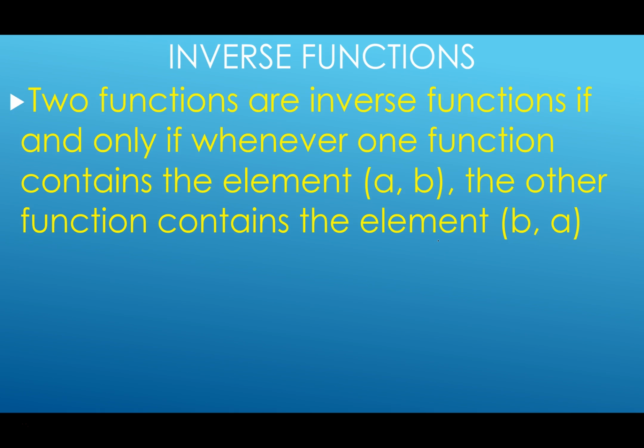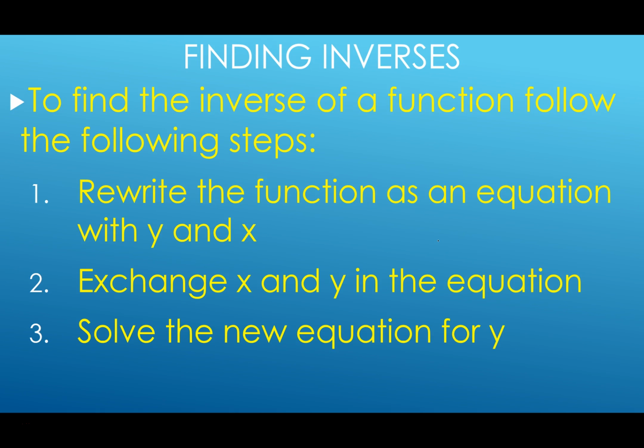So first off, an inverse function. Two functions are considered inverse functions if and only if one function has the element (a, b), the other one will then have the element (b, a). Pretty much the idea behind this is that the x and y coordinates are going to switch with each other. So whatever's the x in the one and the y in that same function is then switched around. That same number will now be the x, and the x value will be the y. So it's that whole switching of the x's and y's that is related to the whole idea of finding the inverse of a function.